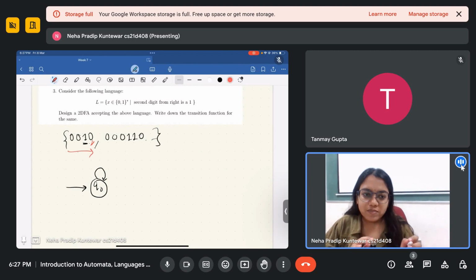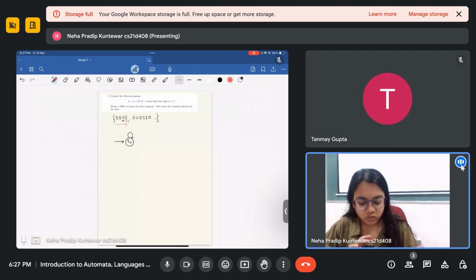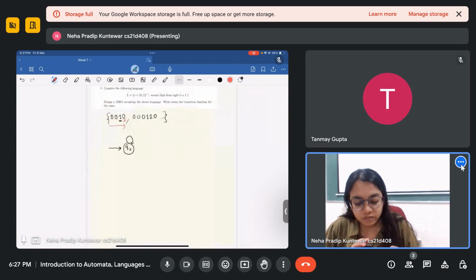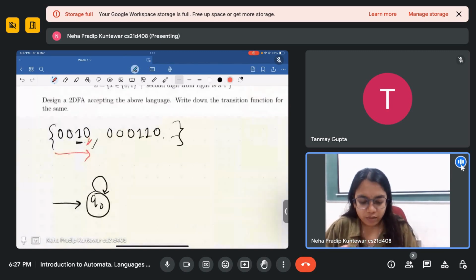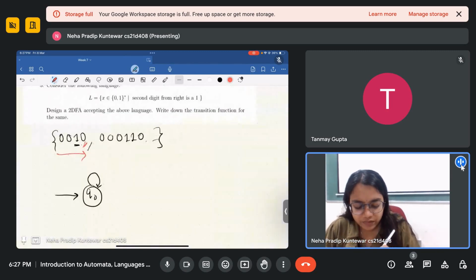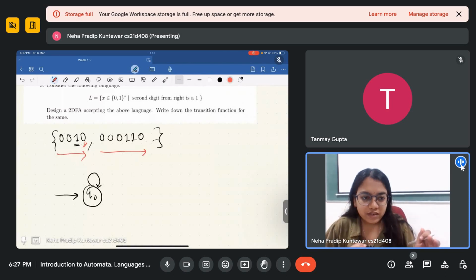But 2DFA has this power that it can read the input, like sweep left and right, and read as many times as needed until you see one of these two, accept or reject state. So that's what we're going to exploit. What we will do is read the input all the way to the end, then come one step back, see whether it is a 1. If it is a 1, then accept.